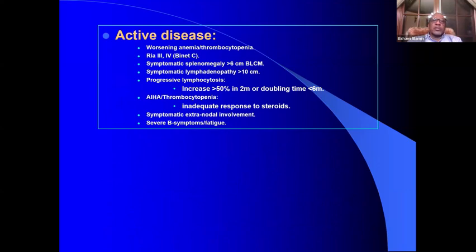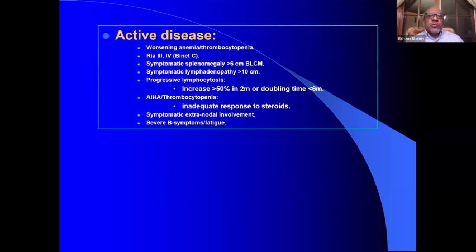So let's now talk about patients needing treatment. If your patient fits the treatment indication, now we have 3 groups of patients. So now the patient has active disease, and this is just a summary of what active disease means. The indications for treatment are worsening anemia or thrombocytopenia, not autoimmune. If it is autoimmune, treat with steroids, but it has to be non-autoimmune anemia or thrombocytopenia.